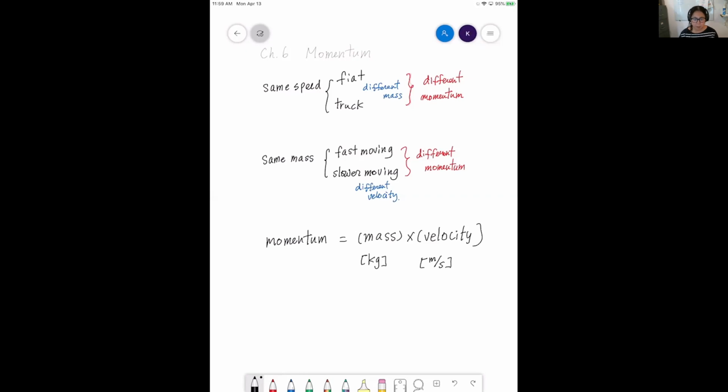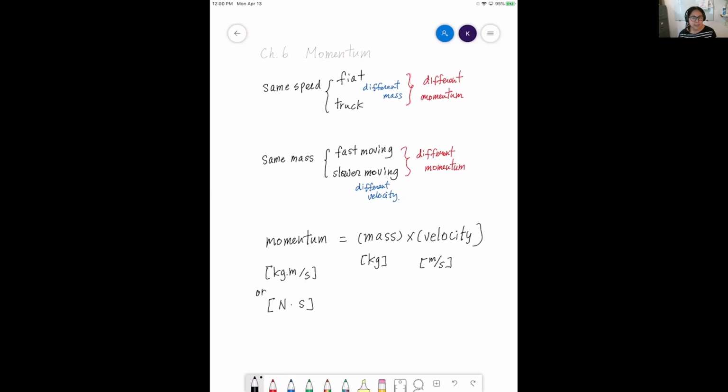So the unit for momentum is kilogram meter per second, or it could be Newton times second. You're going to see later why. We don't have a special unit just to describe momentum. It's either kilogram meter per second, or the same thing, a Newton times second. These two are the typical units to describe momentum.